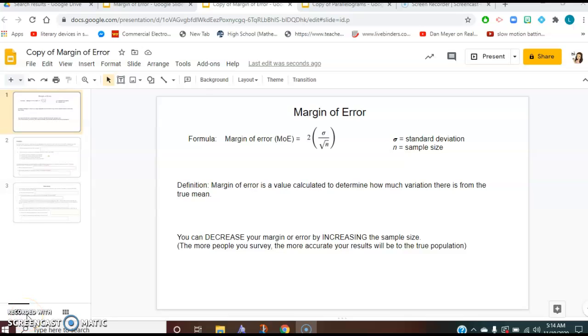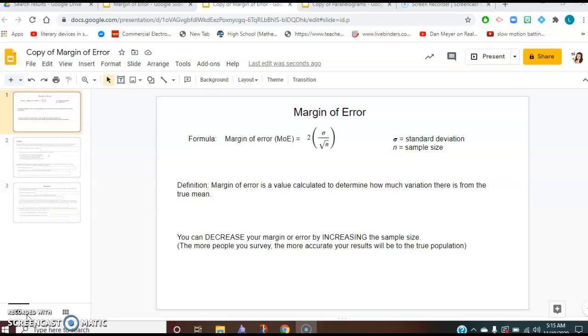Hey guys, this video is going over the margin of error notes. So the margin of error is basically just a calculation that helps us figure out how spread apart our data is. Sometimes there's outliers in data that make it appear the average is higher or lower. So margin of error is just something that we calculate.